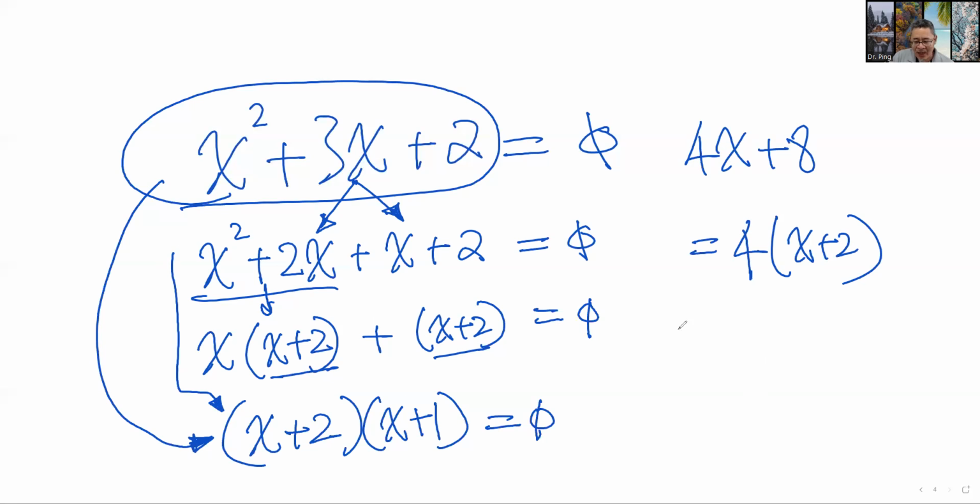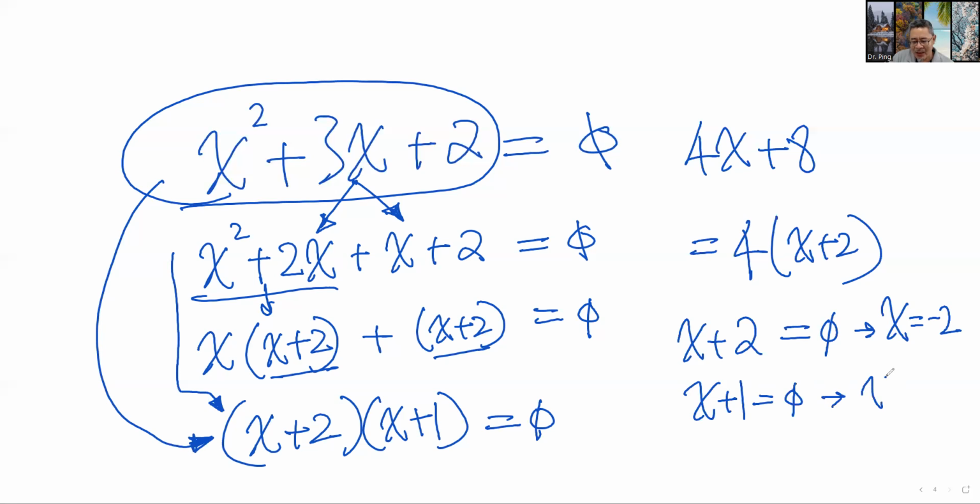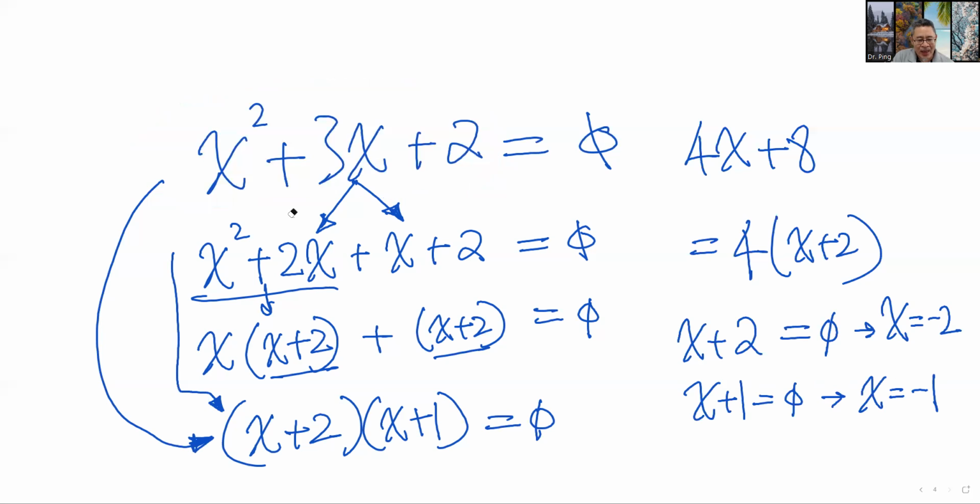So once we got that, we know either x plus 2 equal to 0, which gives us x equal to -2, or x plus 1 equal to 0, and that gives us x equal to -1. Okay, that makes sense. So I will find the solution. And we actually can check it.